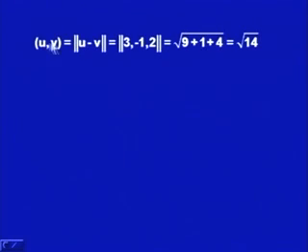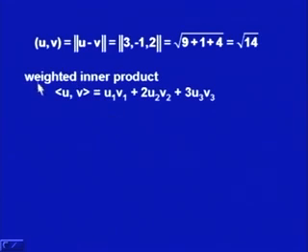The distance d(u, v) is the norm of u minus v. Given u and v, it comes out to be the norm of (3, 1, 3) minus... (-3, 1, 2), and its inner product will be 9 plus 1 plus 4, which comes out to be square root of 14. So, the distance between u and v on the standard inner product is square root of 14.